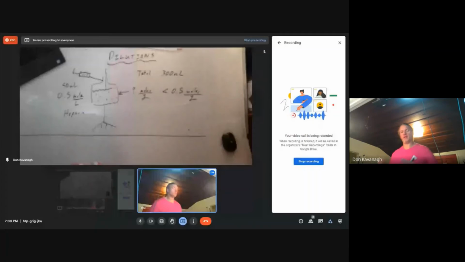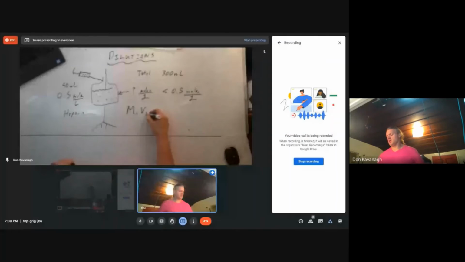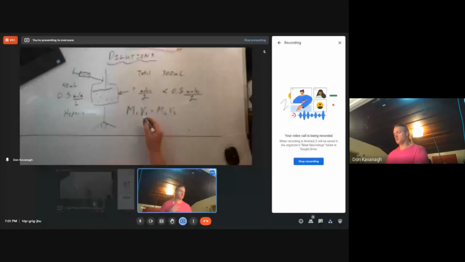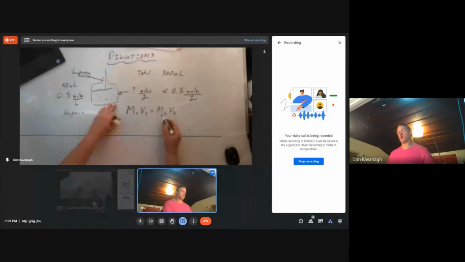There's a ratio that really rolls off the tongue. It's pretty melodious. It's called M1V1 equals M2V2. This is a formula where you plug in the molarity and the volume in the beginning, and here are the concentration and the volume at the end. So this is like a start-finish type problem. That's how I refer to it. The start-finish, I-N-I-S-H. I think I spelled that right.